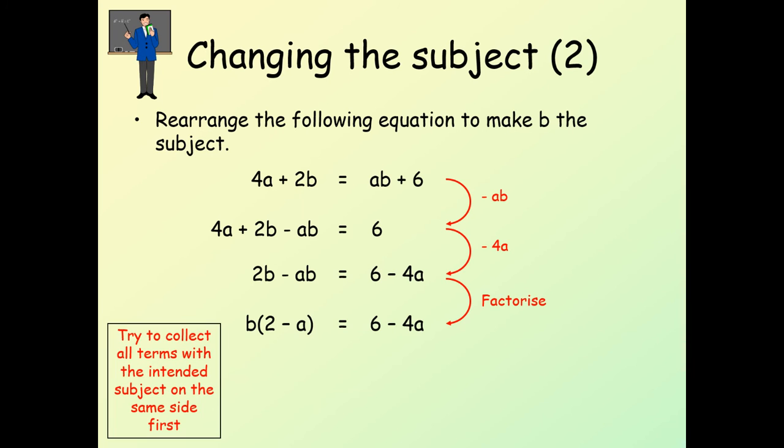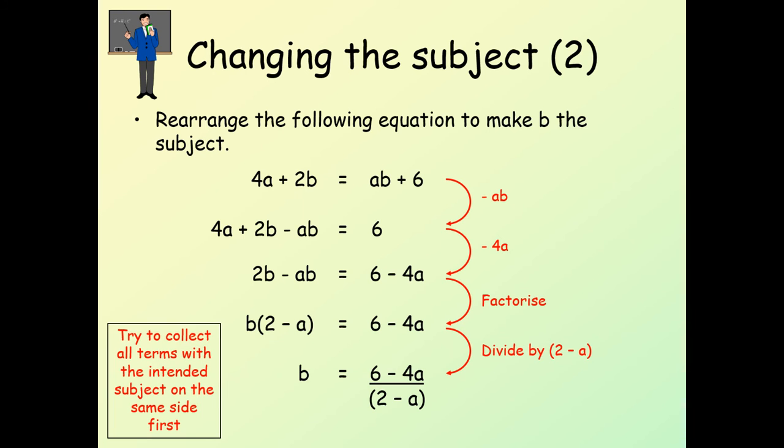Then it's fairly straightforward from here. Exactly similar to the previous example, you divide by 2 minus A on both sides. And that will give you B is equal to 6 minus 4A over 2 minus A.